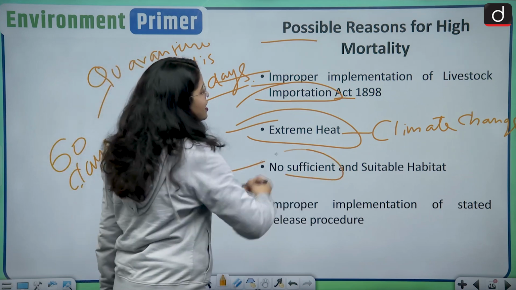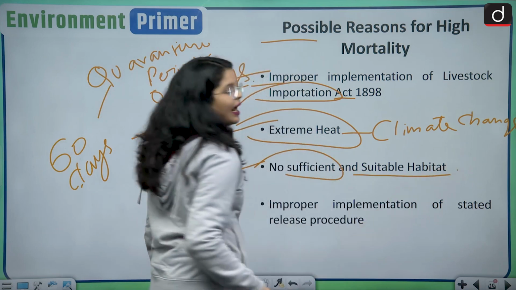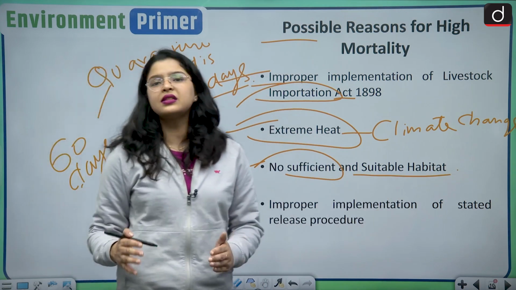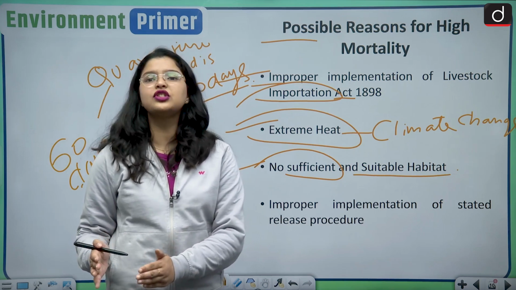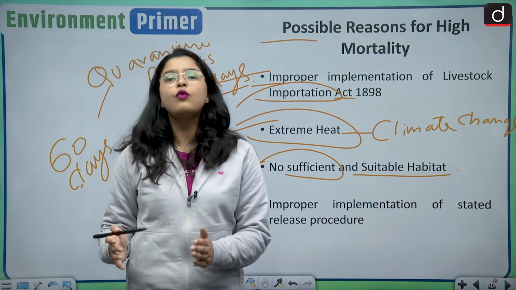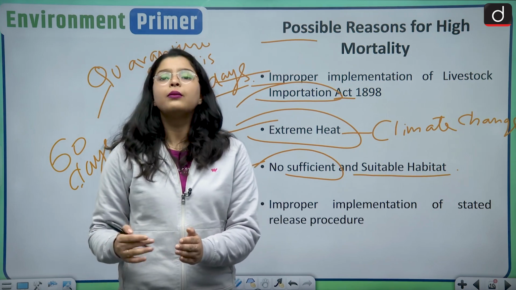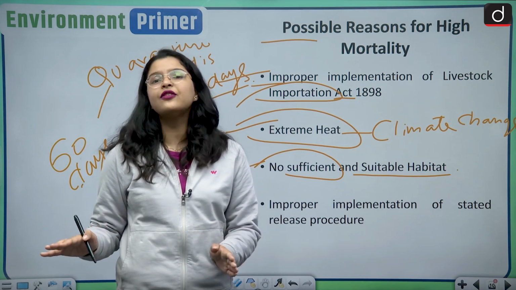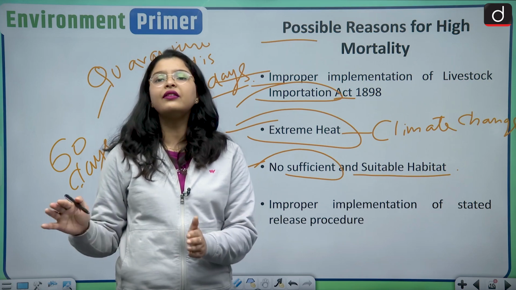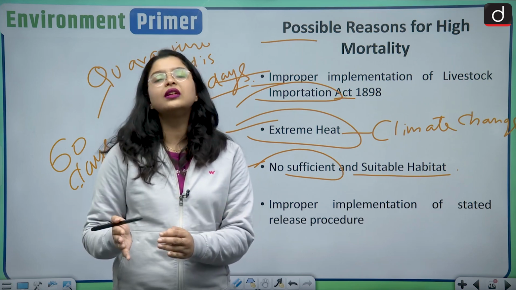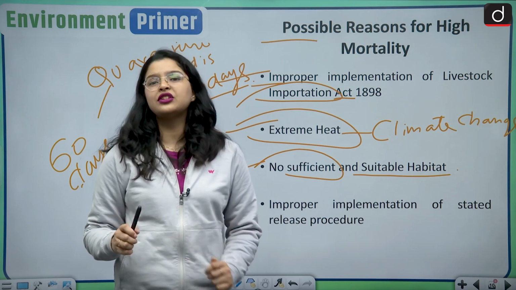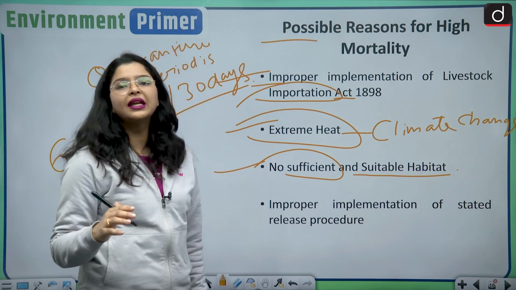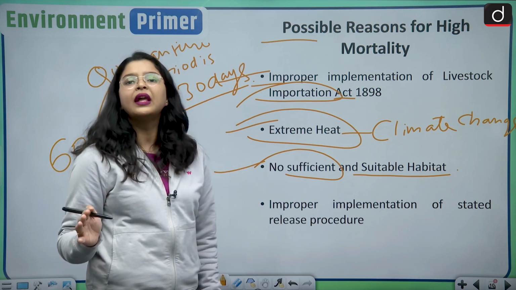Then there is no sufficient and suitable habitat. The scientists and the critics are saying that Kuno National Park is not suitable for the breeding of African cheetahs because it is very small. Because cheetahs require expansive habitat, they cannot travel from one place to another in search of prey, and that is why they are saying that Kuno National Park was not suitable for bringing cheetahs into its ecosystem.